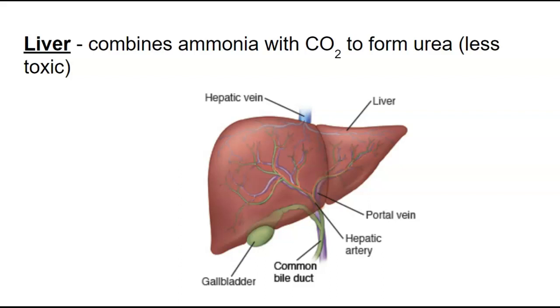Remember we said that our liver detoxifies blood. It helps get rid of alcohol and drugs. And so it also helps get rid of the toxic ammonia. They combine it with CO2 and it makes urea, which is less toxic. So urea is the form of waste that humans have.